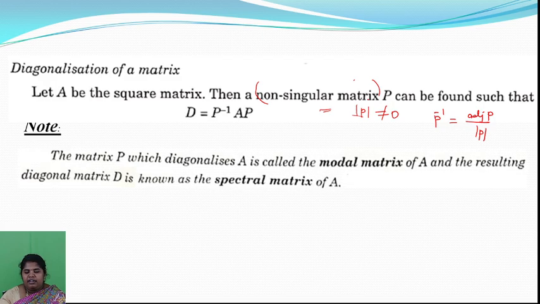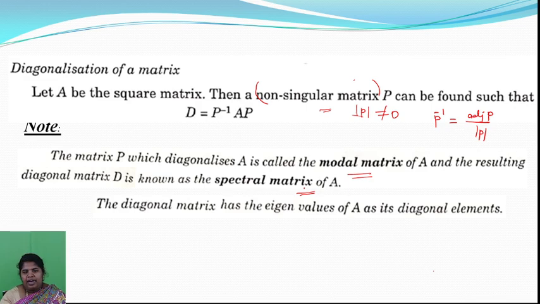Note that the matrix P, which diagonalizes the given matrix A, is called the modal matrix. So the matrix which helps to diagonalize A is said to be the modal matrix, which is the corresponding eigenvectors matrix. The resultant diagonal matrix is called the spectral matrix. Sometimes it is said to be spectral or diagonal.